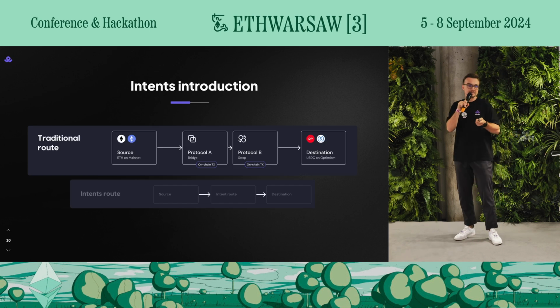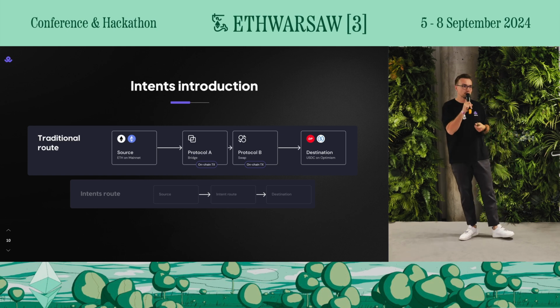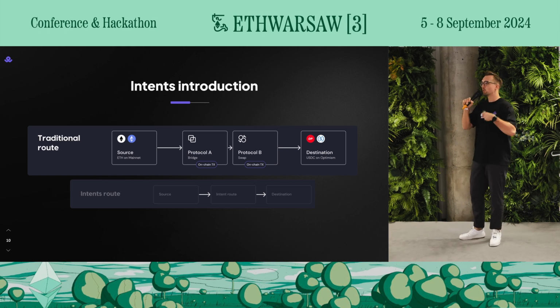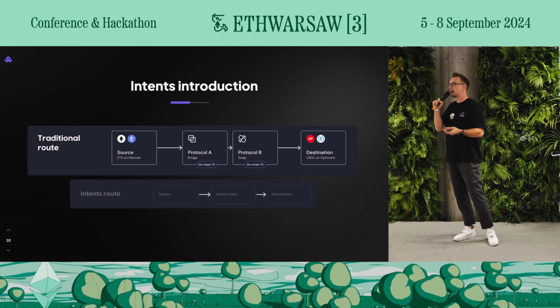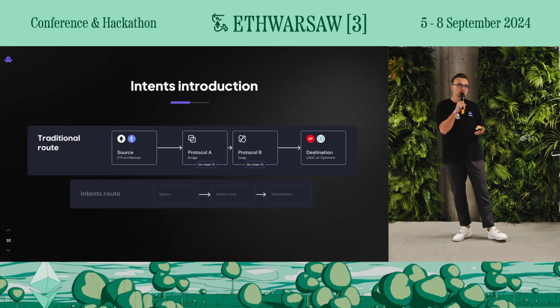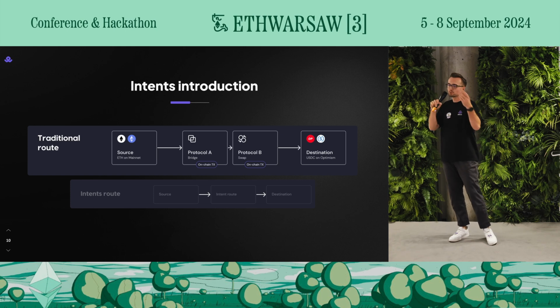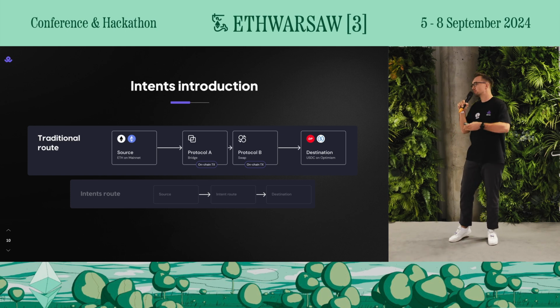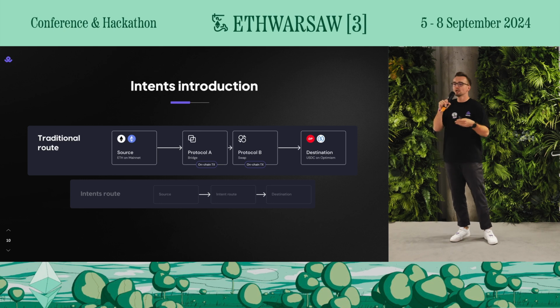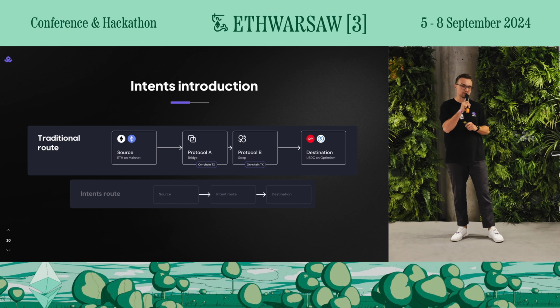For those who don't know what intents are: in the traditional way of operating on-chain with a transaction, you have to define both what you want to do and how you want to do it. So if you want to swap, let's say, ETH on mainnet to USDC on Optimism, you have to first swap it, and then you have to bridge it. So you have to perform two transactions. You have to specify the protocol where you're going to do it. You have to sign a transaction, pay gas, and then you will receive your USDC on another chain.